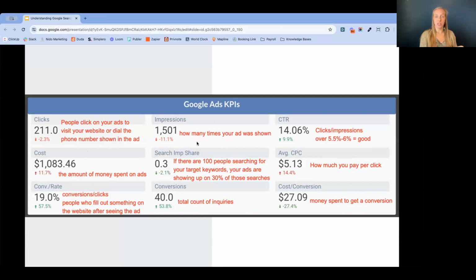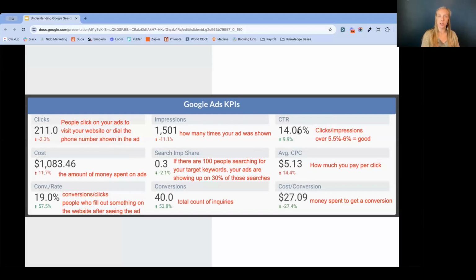Impressions, remember this is how many times your ad was shown. They had 1,501 times that their ad was shown here. The CTR, click-through rate, is basically your clicks divided by your impressions. So this is how many times your ad was shown. This is how many times it was clicked. 14%.